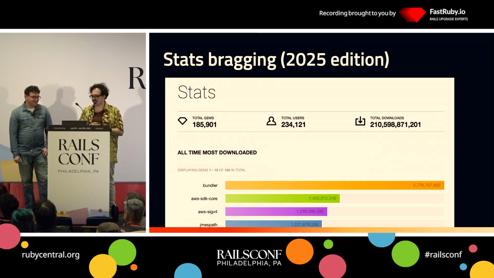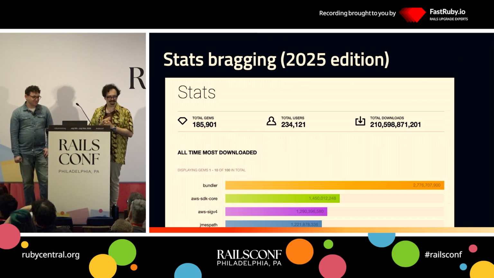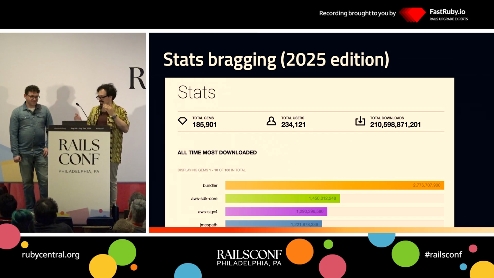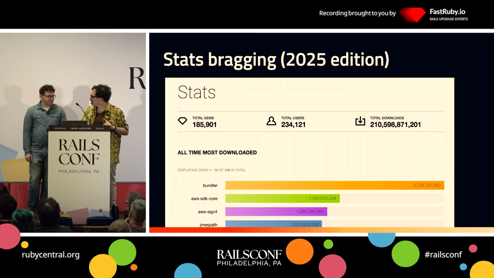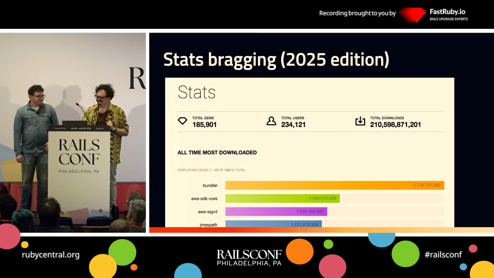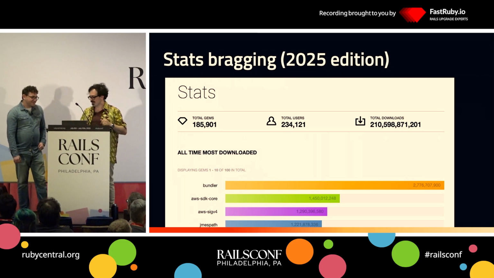185,000 gems. I'm so proud of this. Also, Bundler is an outsized amount of all of them. That's a huge success. I think that we are able to reach so many folks and use this. Definitely a success that my code has been downloaded so often. That's fair. All right. We do, however, want to remember.